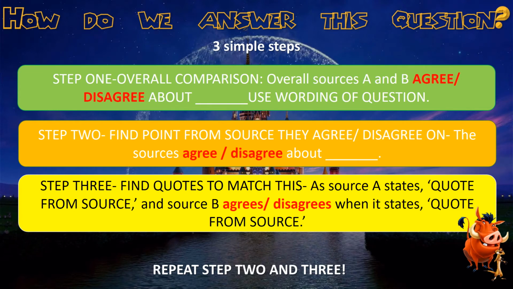Now, this is how we answer this question, 3 simple steps. So step number 1, your overall comparison. You would say overall sources A and B agree or disagree about, and use the one of the questions. So you'll say they either agree or they disagree, and that would get you a mark. Then you find points from the source that they agree or disagree on. So for example, you would say the sources agree about, and say what they agree on, or the sources disagree about, and say what they disagree on. Then step number 3, you try and find the quotes to match this. So as source A states, quote from the source, and source B agrees or disagrees when it states, quote from the source. Once you've done that, you then look to repeat steps 2 and 3 to guarantee yourself the 4 marks.